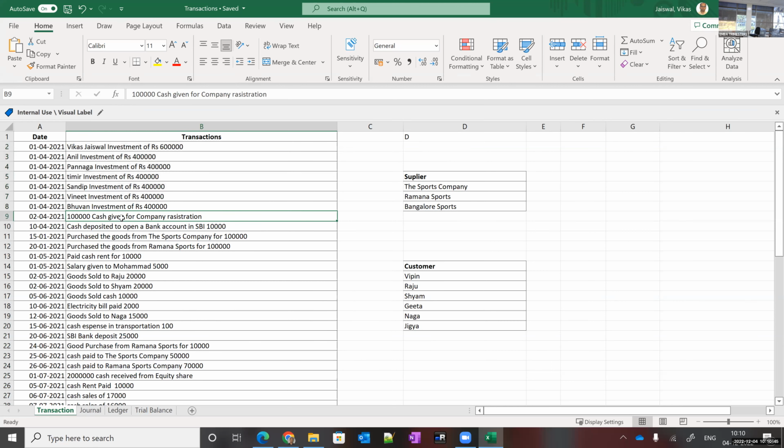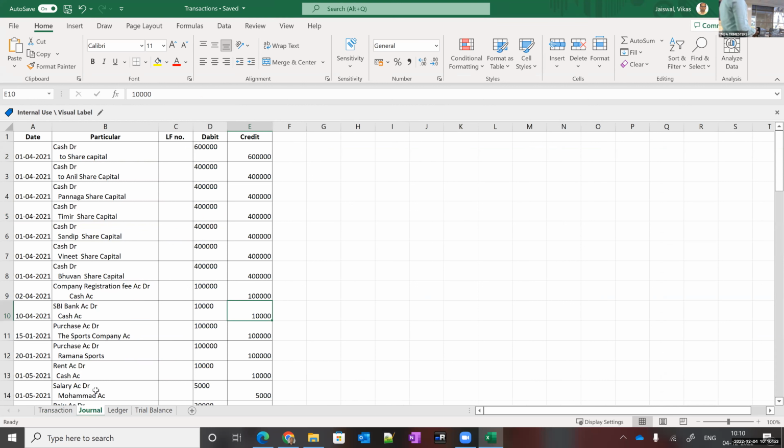Ninth row, what is that? Cash given for company registration. We are registering with the ROC, filing the memorandum and articles of association with the Registrar of Companies and getting our name registered. For that, registration fee or registration expense or preliminary expense account debit to bank account. ROC will not collect cash from you; you will transfer money to the bank account.